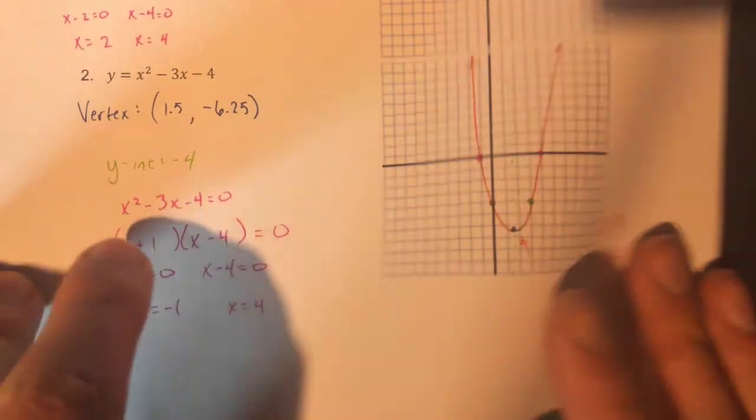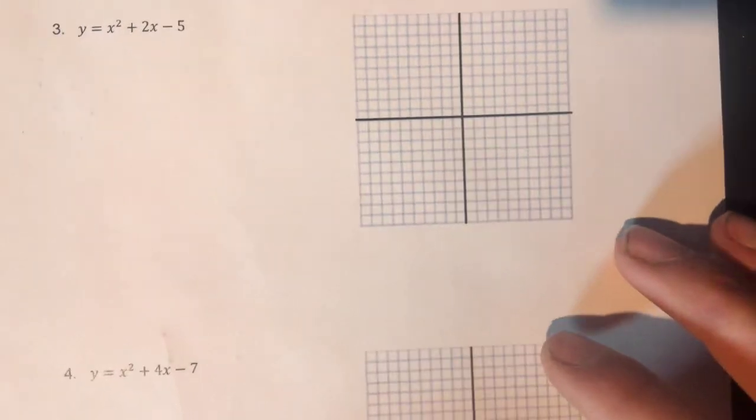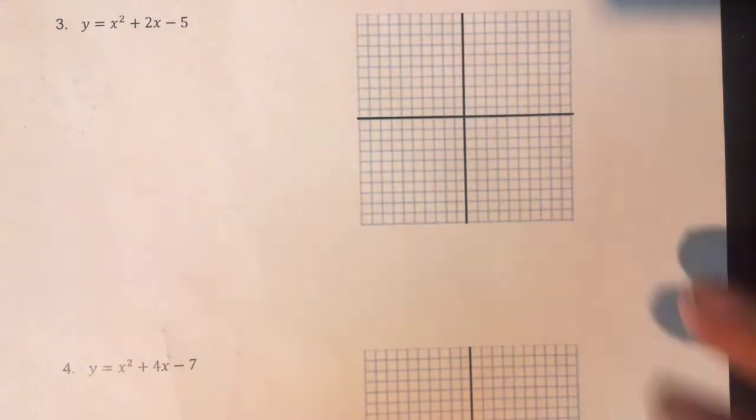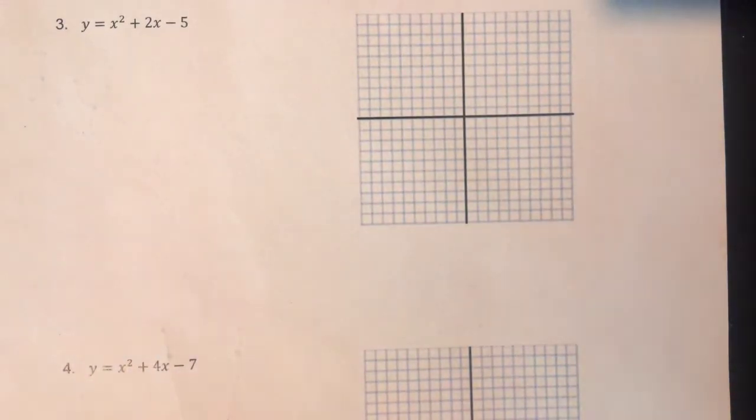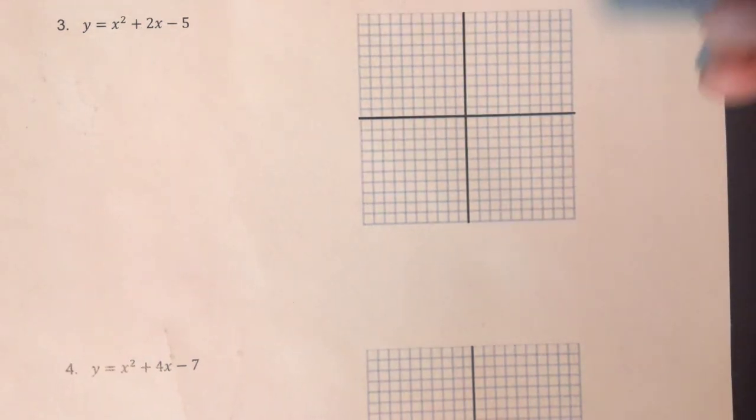All right, let's look at the back. We'll do one more together, then you'll see if you can do number 4 on your own. Okay, I'm looking at number 3, and the first thing I notice is it's not factorable, so I'm not going to be able to do the factoring. But we'll start with the vertex.